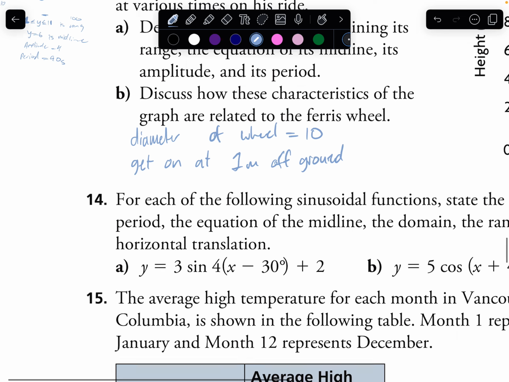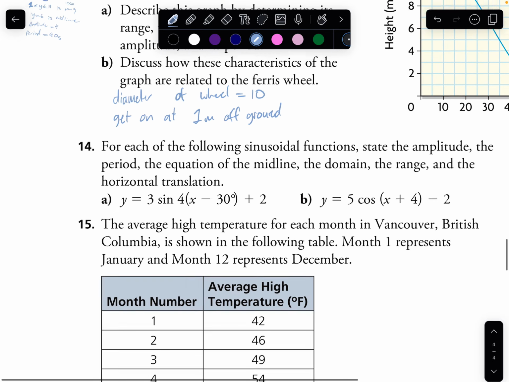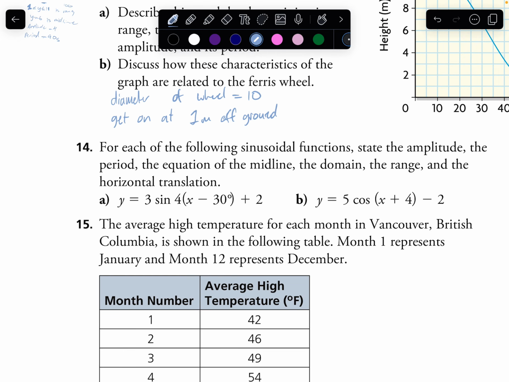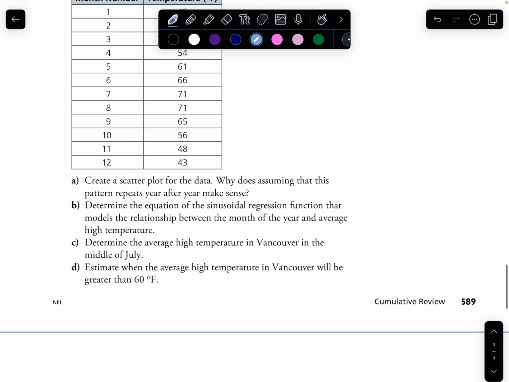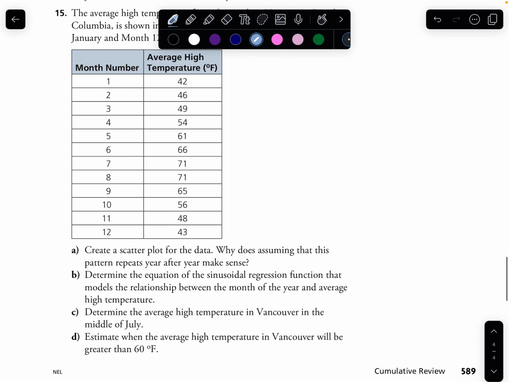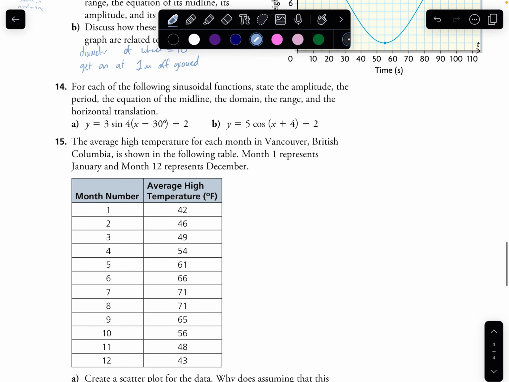For each of the following sinusoidal functions, state the amplitude, period, the equation of the midline, the domain, the range. Okay, I'll do this another time. I'm getting so tired of these questions and their wrong answers.